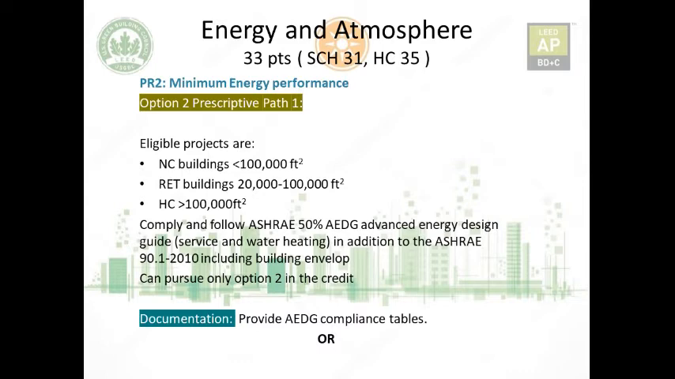So in new construction and major renovation, buildings should be less than 100,000 square feet. For retail it should be between 20,000 to 100,000, and for healthcare should be more than 100,000 square feet. And these projects which qualify should comply and follow the ASHRAE 50% AEDG Advanced Energy Design Guide, which is for service and water heating, in addition to ASHRAE 90.1-2010.